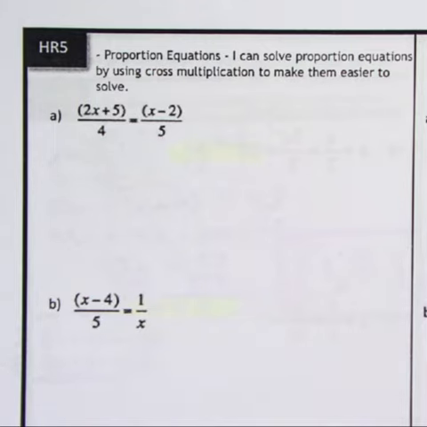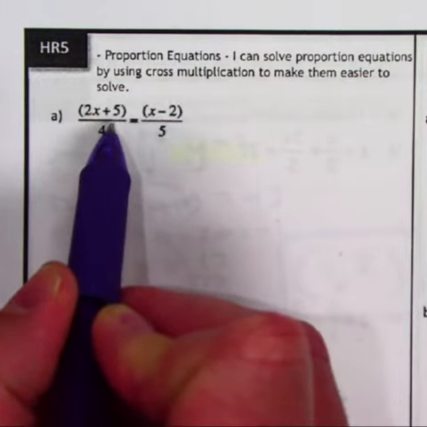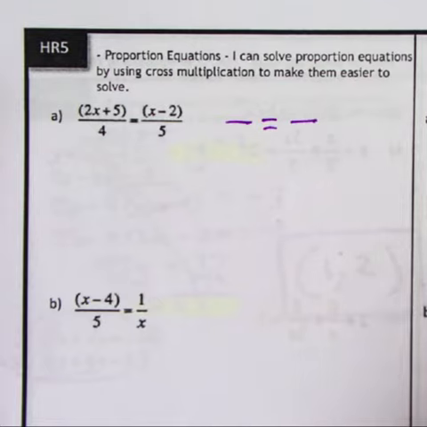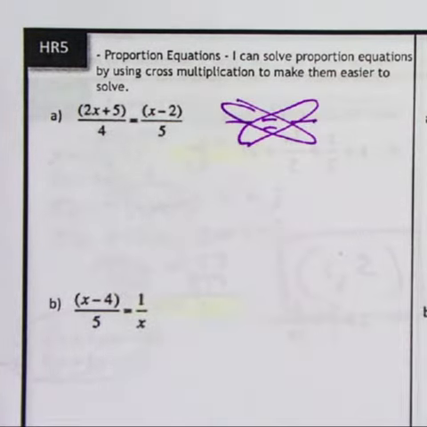HR5 is solving proportion equations. And so for solving proportions, it's that old trick of just cross multiply. Because I have a fraction, anytime you have a fraction equals a fraction, you can literally just cross multiply like this and set those two equal to each other. So that's what we're going to do.